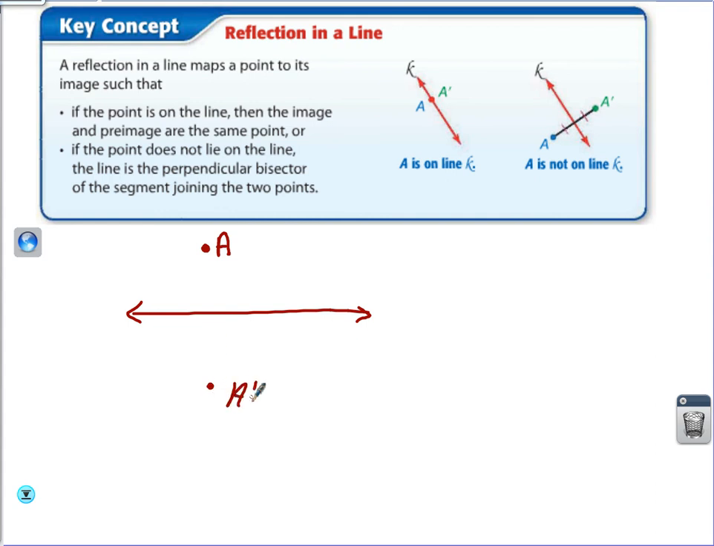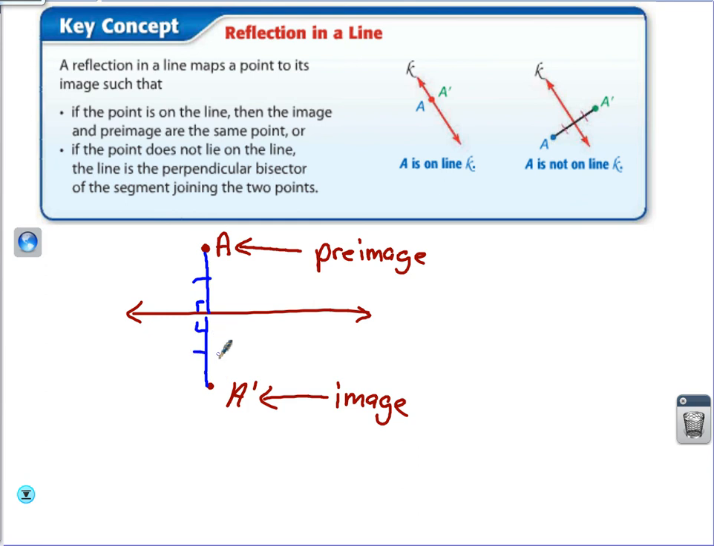Something else that we need to know, your original image is called a pre-image. What you start with is your pre-image, and after you perform a transformation, that is simply your image. You have a pre-image and an image. And what this is saying here, it's kind of common sense, is if the point does not lie on the line, the line is the perpendicular bisector of the segment joining the 2 points. If the distance from here to here, and again, distance is perpendicular, would be the same thing as the distance from here to here. That's all this is saying.